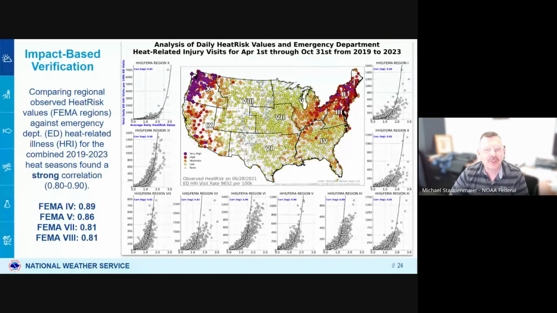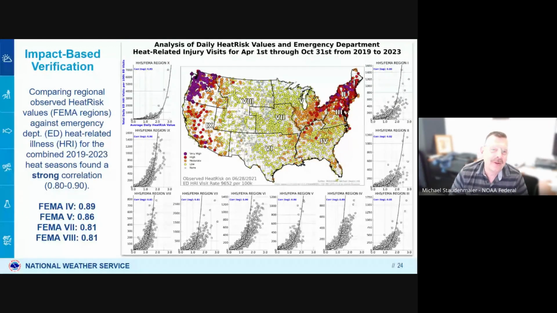The center map shows the date with the highest impact rate during that entire 5-year period, which occurred on June 28, 2021, when the Pacific Northwest suffered from a historical and devastating heat wave, and the Northeast US had a significant heat wave concurrently. So what were the results?